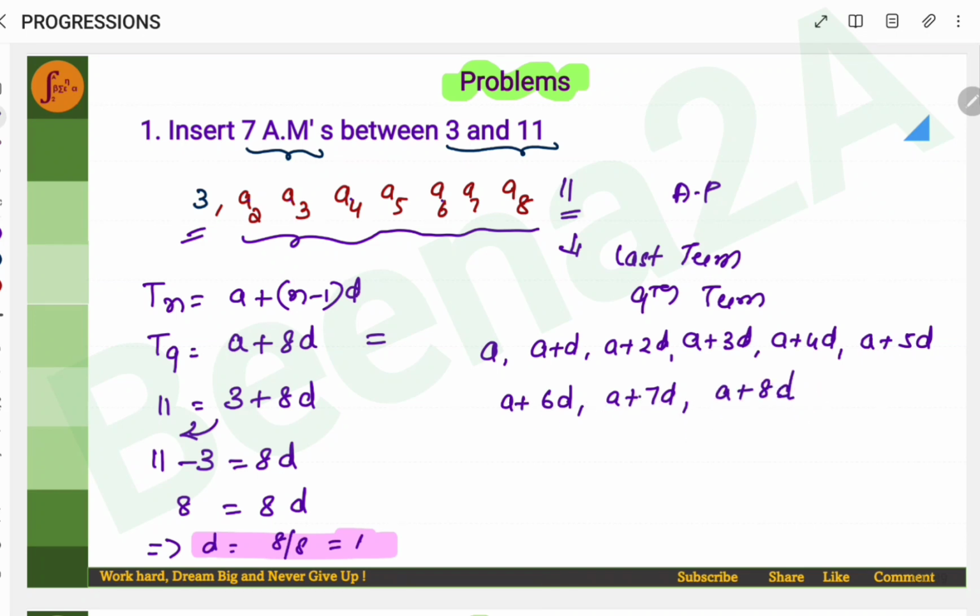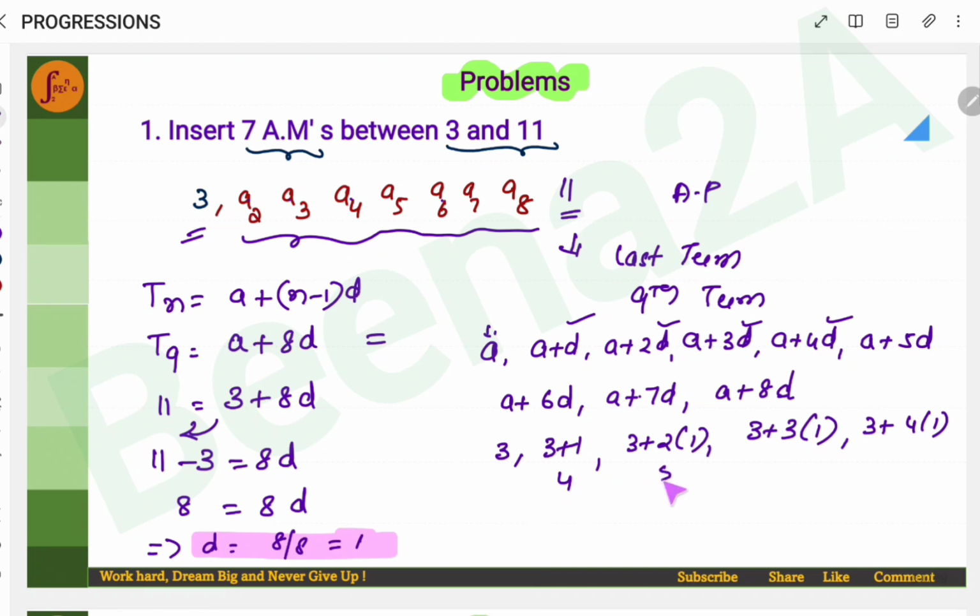I know the difference now, so I can keep substituting it. And I also know the first term. The first term is 3. So 3 + d is 3 + 1, which is 4. This is 3 + 2 times 1. This is 3 + 3 times 1. This is 3 + 4 times 1. So you keep on doing this.